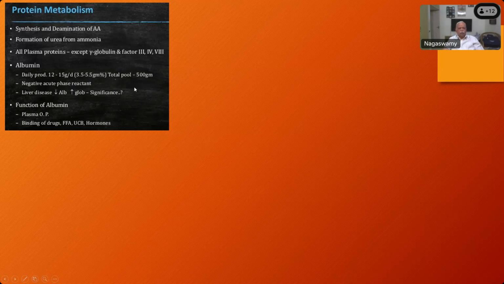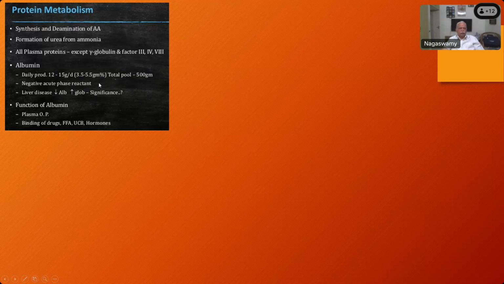So even though albumin is considered a marker for liver damage, the change comes only slowly, after 21 days. Supposing albumin has become grossly low from the normal value of 3.5 to 5.5 grams, it becomes 1 gram, 0.5 gram. That means all the storage has already been utilized and the patient is in the extreme stage of liver failure.